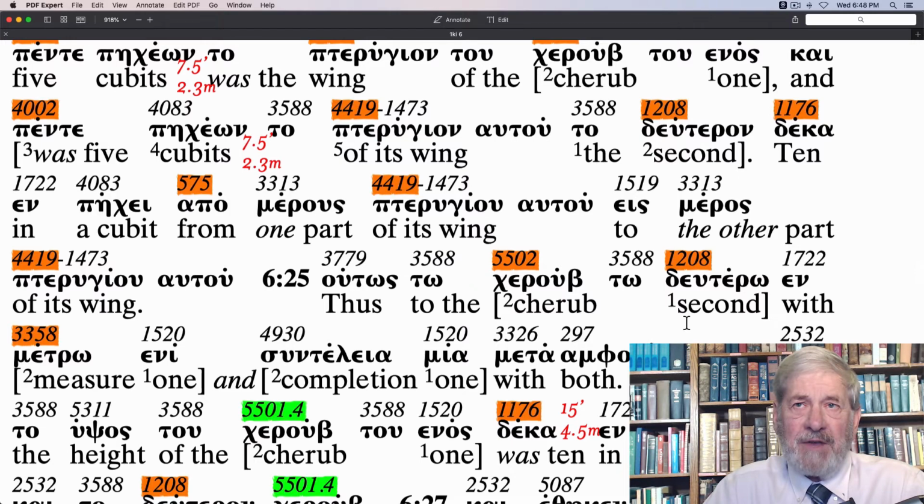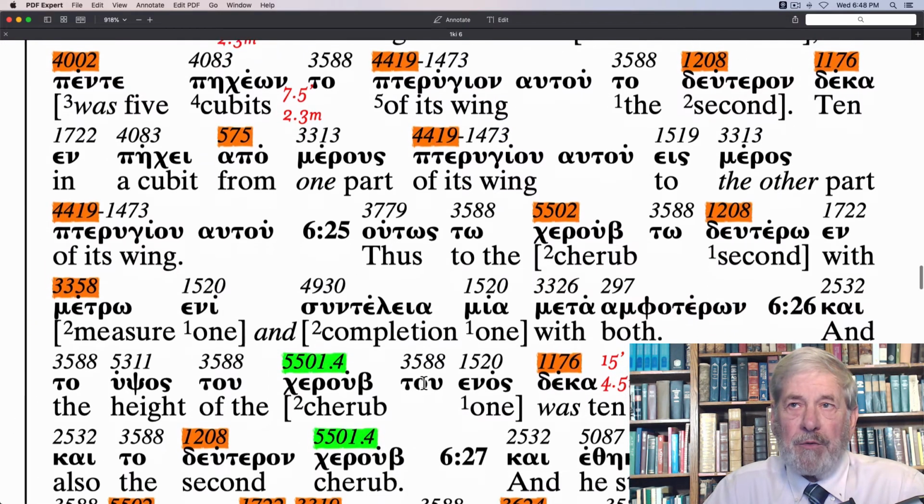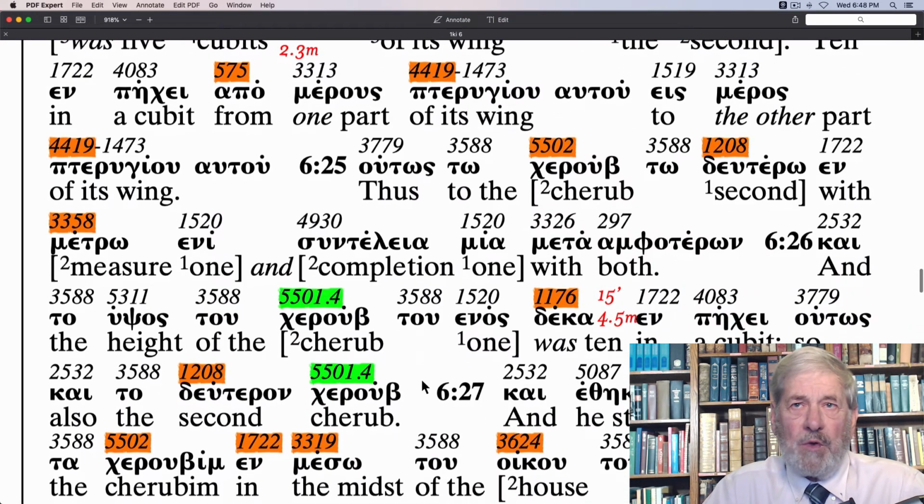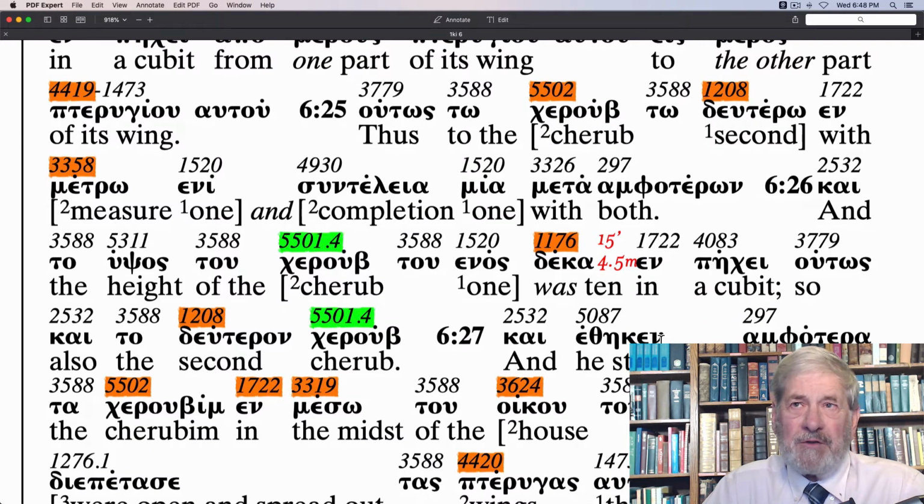So thus to the second cherub with 1 measure, and 1 completion with both. And the height of the one cherub was 15 feet, 4.5 meters, so it's 15 feet high, and 30 feet, so halfway up on top. But it's on top of the atonement seat, so ark. So it's pretty good size.